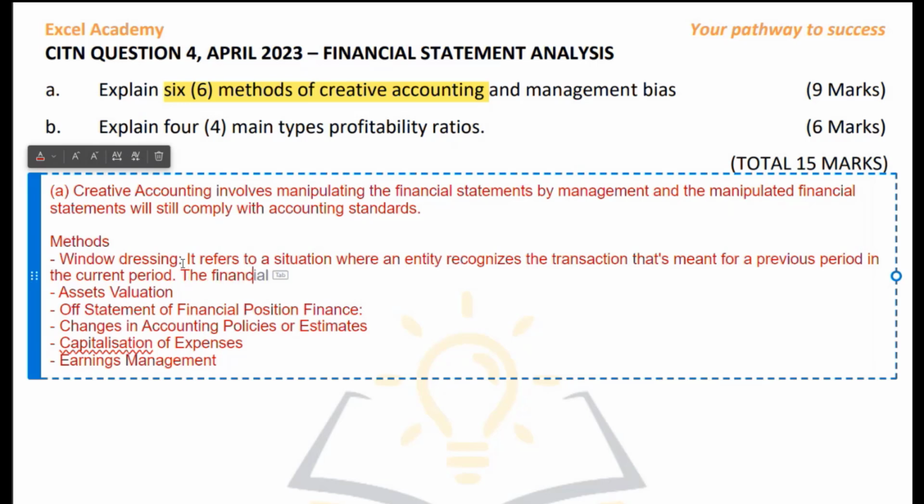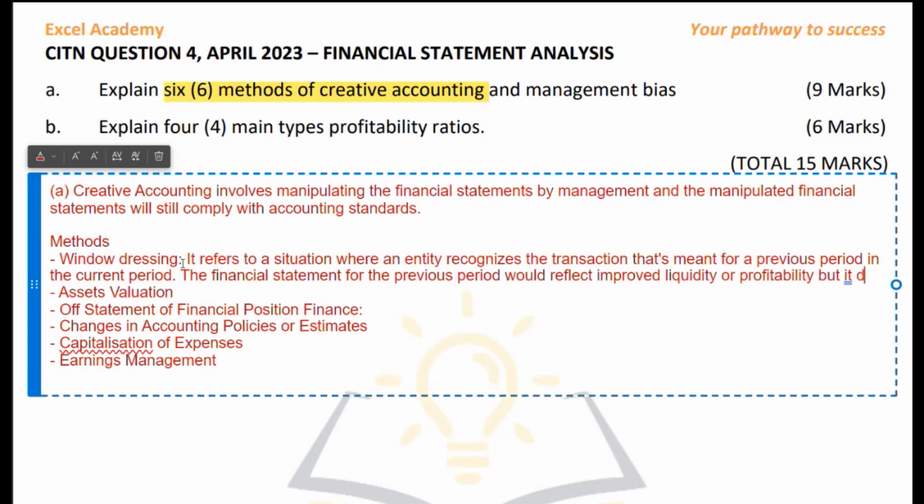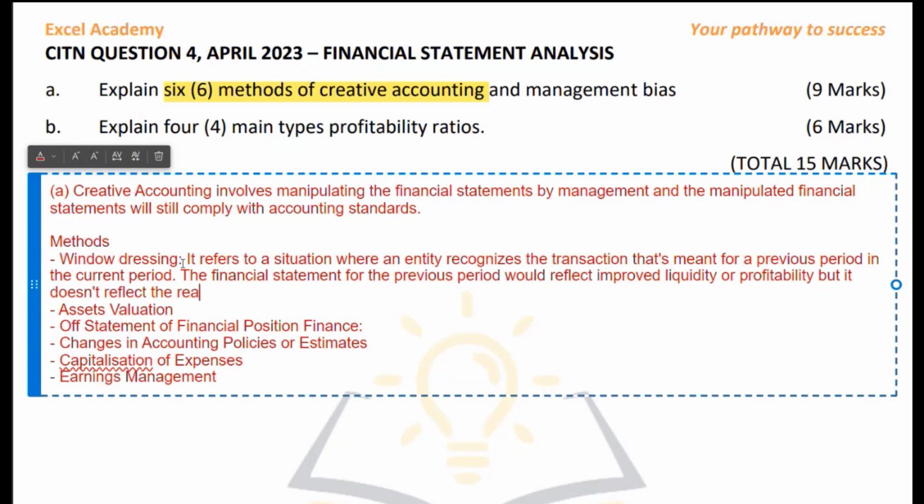So here the financial statement of the previous period would reflect growth, liquidity, profit, or profitability, but it doesn't reflect the reality. The reality is that the transaction could have affected the liquidity or profitability, but because users might complain, they recognize it in the current period. So it's not the right thing to do.